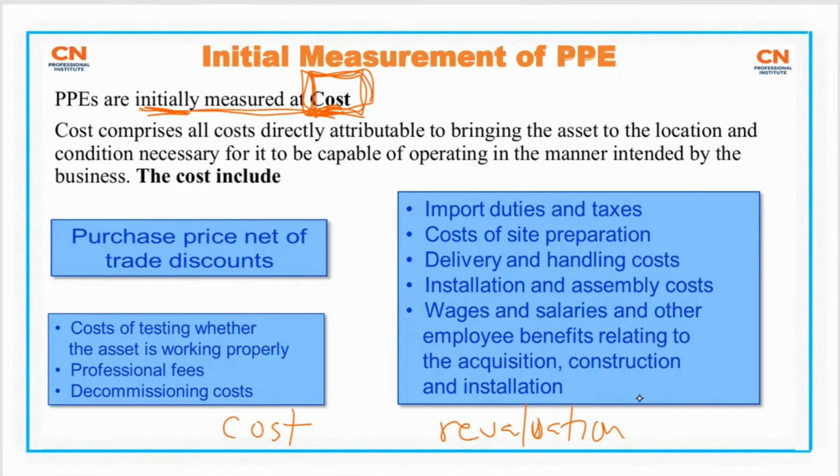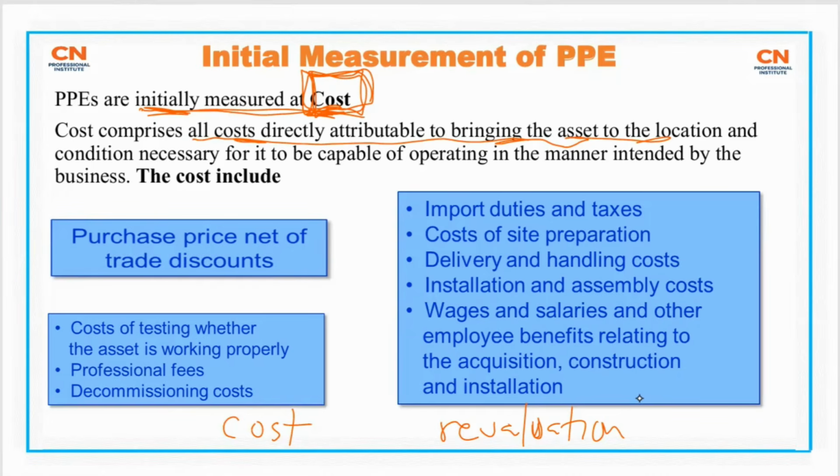All right. So the cost we talked about comprises all costs directly attributable to bringing the asset to the location and condition necessary for it to be capable of operating in the manner intended by the business. So we are looking at the cost as all directly attributable costs incurred in bringing the asset to its current location and condition. So this is what entails the cost of PPE.